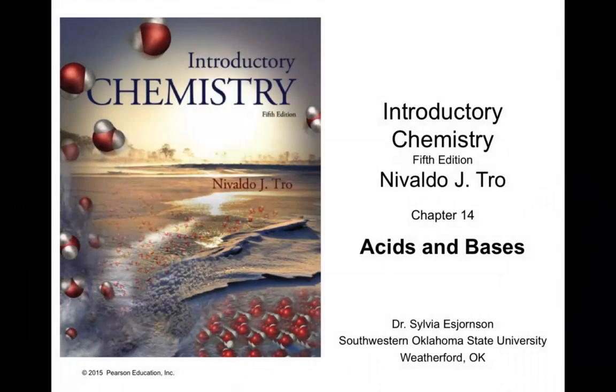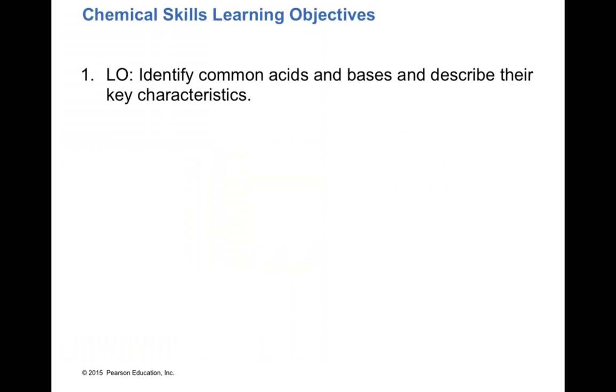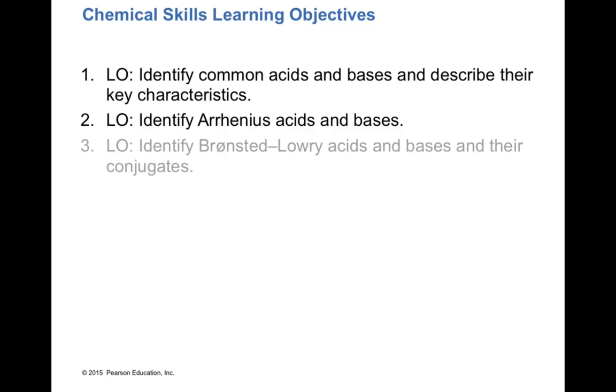Chapter 14, Acids and Bases, from the book Introductory Chemistry of Dr. Troll. By the end of this video, you will be able to identify common acids and bases and describe their key characteristics. Also, you will be able to identify Arrhenius acids and bases. You will be able to identify Brønsted and Lowry acids and bases and their conjugates.